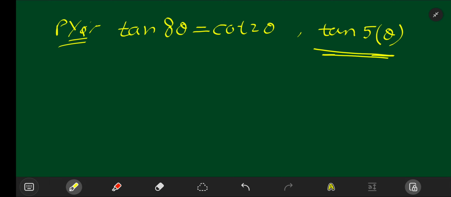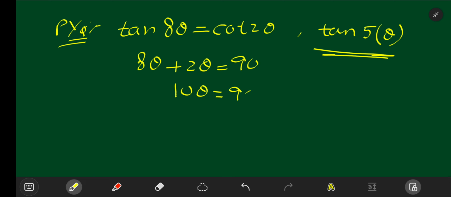We know when tan and cot are equal, the angles are complementary. That means the sum of the angles, 8 theta plus 2 theta, is equal to 90 degrees. Then they are complementary. Okay. 8 theta plus 2 theta, 10 theta is equal to 90. Theta is equal to 9 degrees.